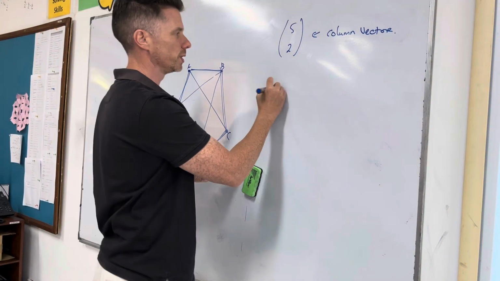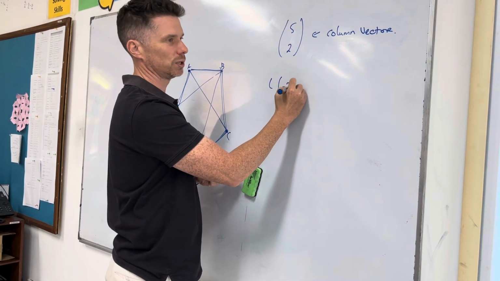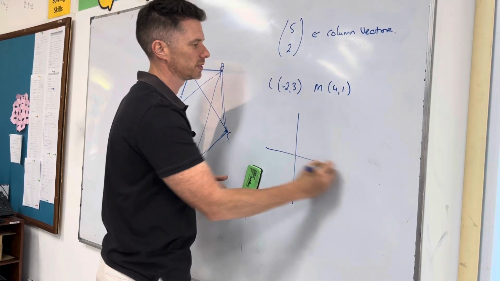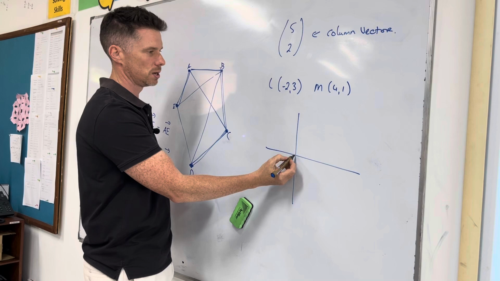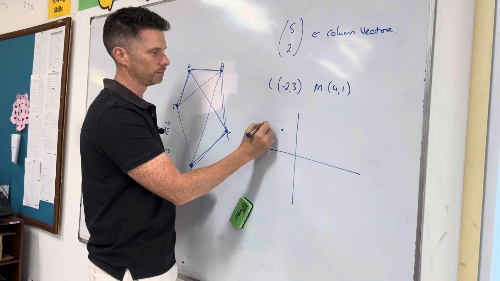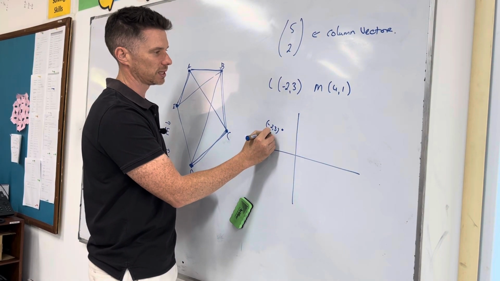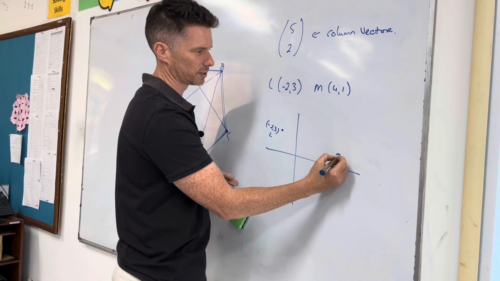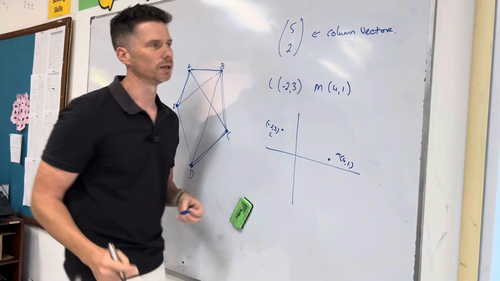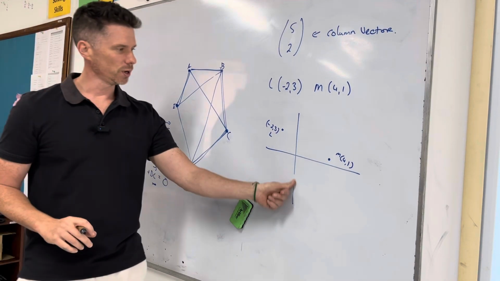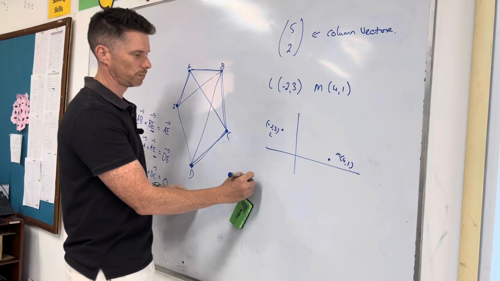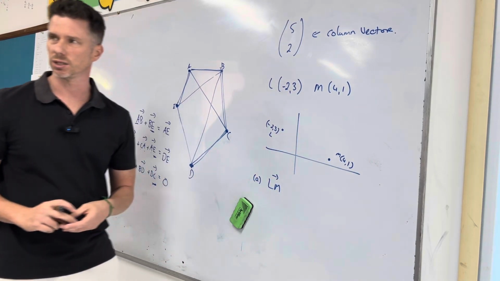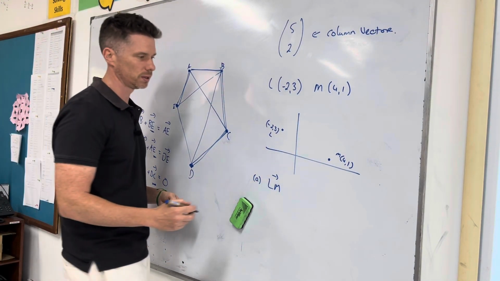We're going to look at these 2 points, L, minus 2, 3, and M, 4, 1. Okay, we're going to sketch this. You don't always have to sketch, but let's have a little look where these points are. Minus 2, 3 is about here. That's L. M is 4 over 1 up. Okay, so something like this. Okay, our 2 points. So they want to know how to go, in the first one, from L to M. What distance and direction do I need to go to get from L to M?